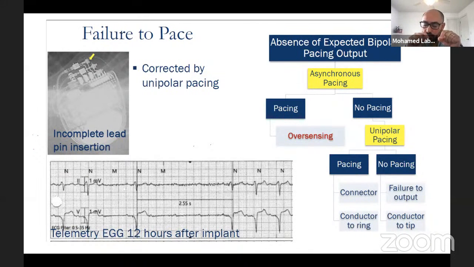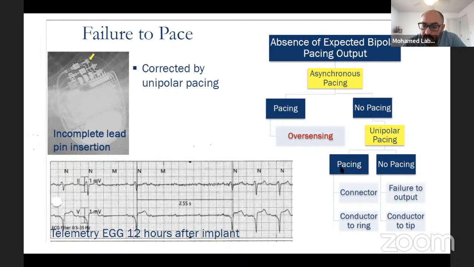You notice that when we said DOO, the second letter is O. The second letter, we talked about that. That's the sensing feature of the pacemaker. So this is what we call asynchronous pacing. If you do asynchronous pacing and the device is still not pacing, then you pace at unipolar. So you switch the device to pacing in unipolar.